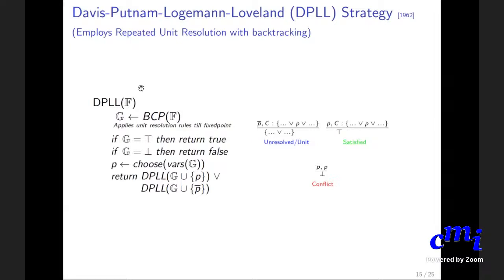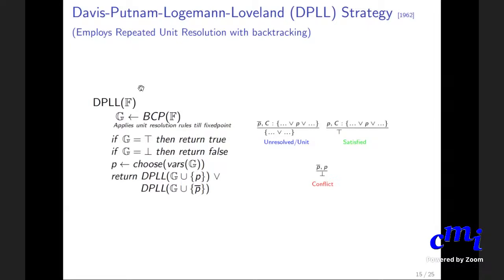Or as a result of these things, you may end up getting a situation where you have some conflict, and that situation is called conflict. So that would be the result of doing BCP. You do BCP on your original set of formulas. If it reduces to true, then you know it is satisfied. If it gives rise to conflict, then you know it is not satisfied. So that's what this is saying: true or false.